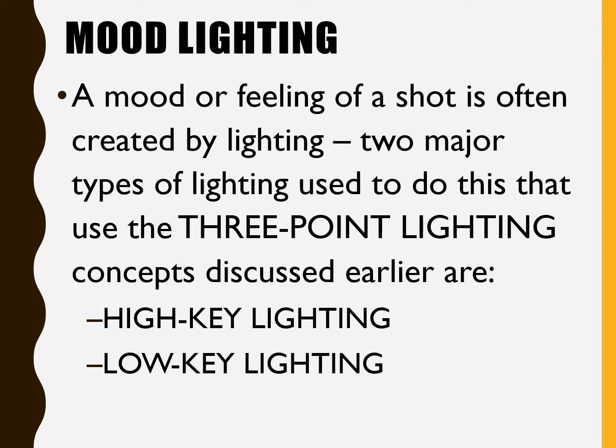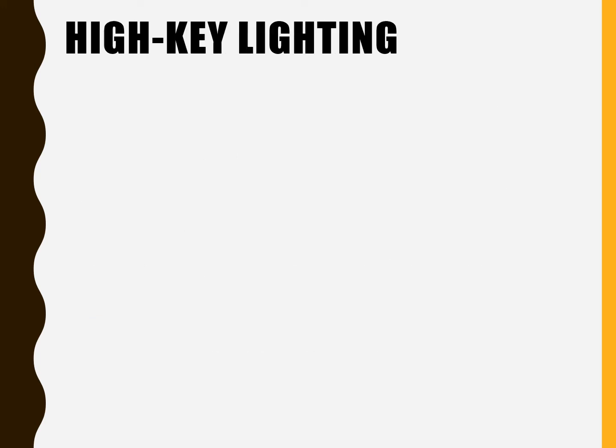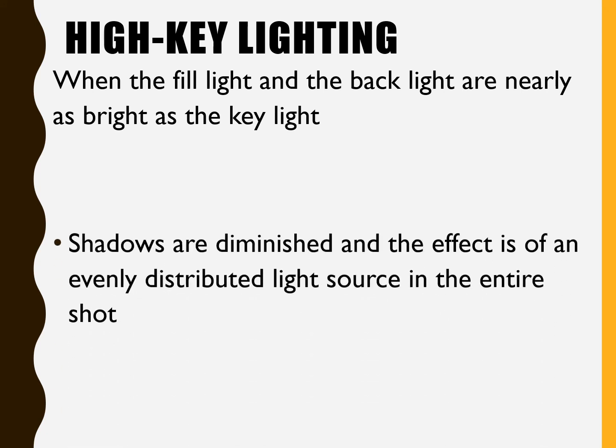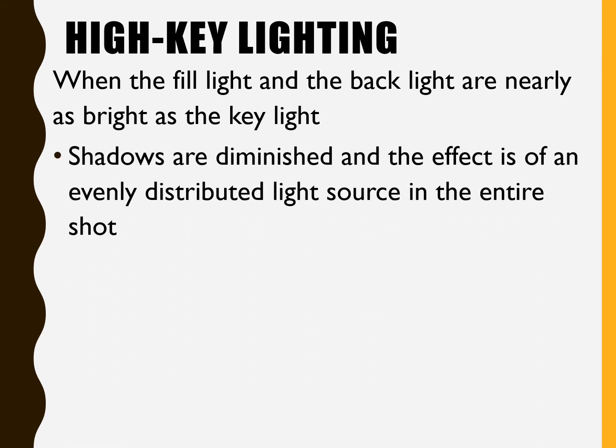Two major types of lighting used to do this that use the three-point lighting concepts discussed earlier are high-key lighting and low-key lighting. High-key lighting is when the fill light and the backlight are nearly as bright as the key light. So it's very bright. There are very few shadows. The effect is of an evenly distributed light source in the entire shot.